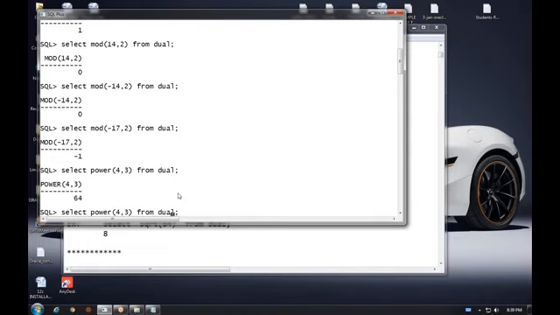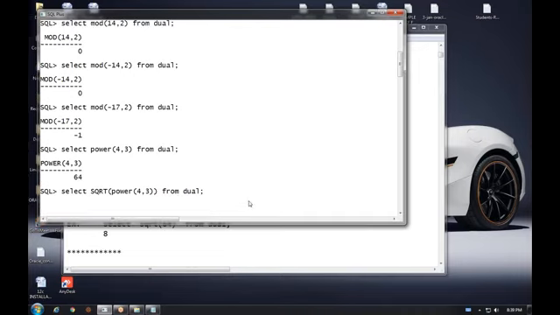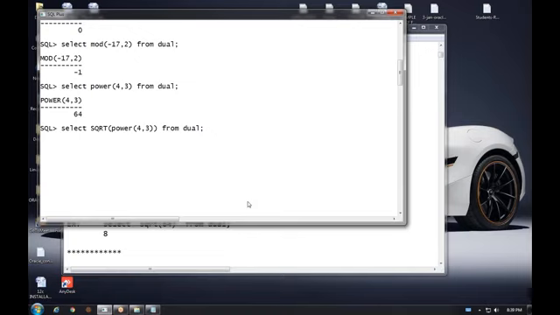Next function, square root. Let me apply SQRT on the result of the POWER function. What is the result of the POWER function? 64. That result is passed to SQRT. Then it finds the square root of 64, which is given by the POWER function. This is about the simple functions.